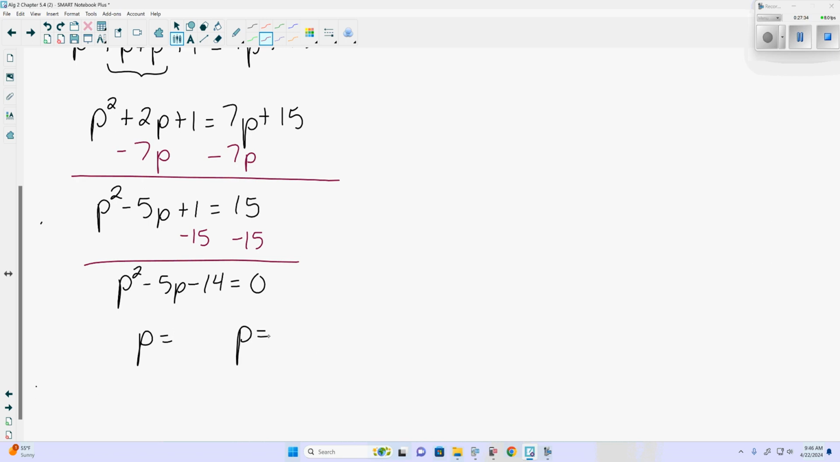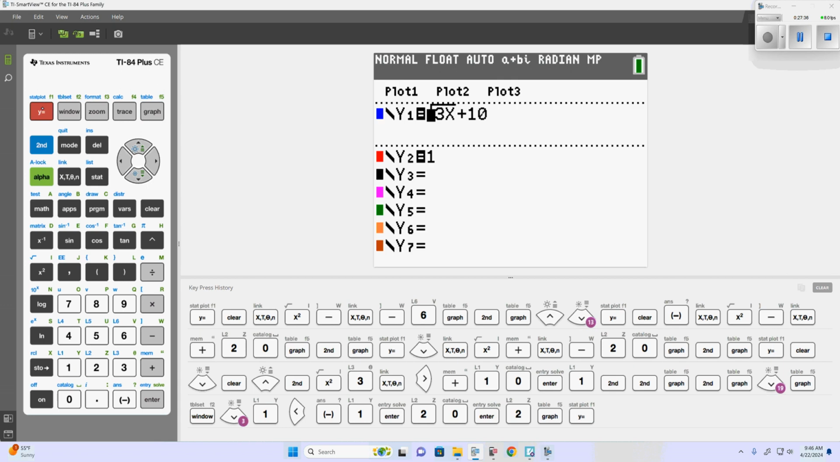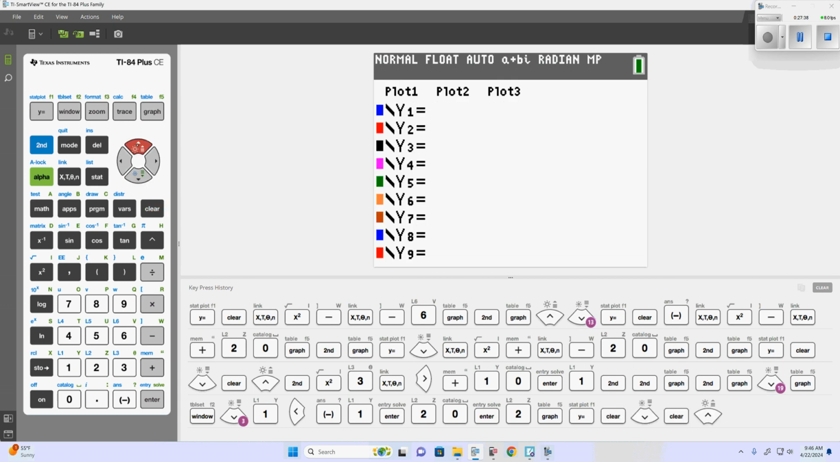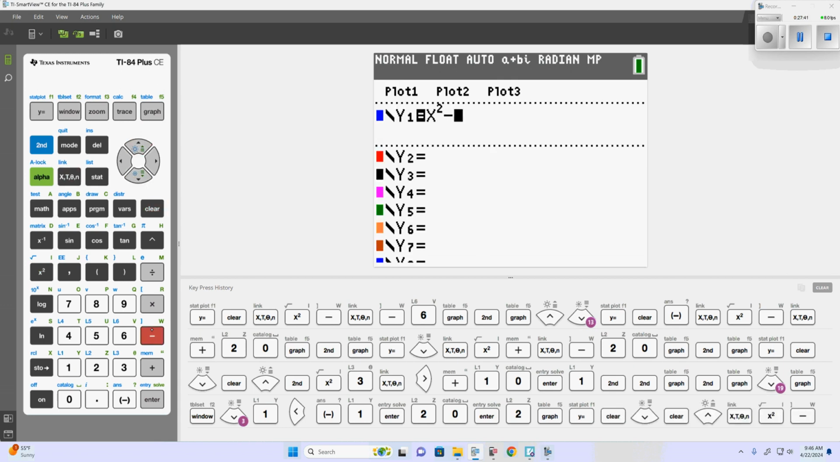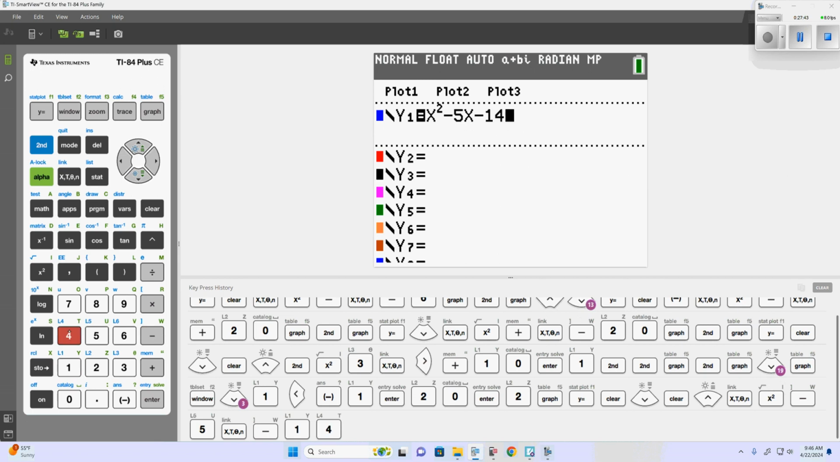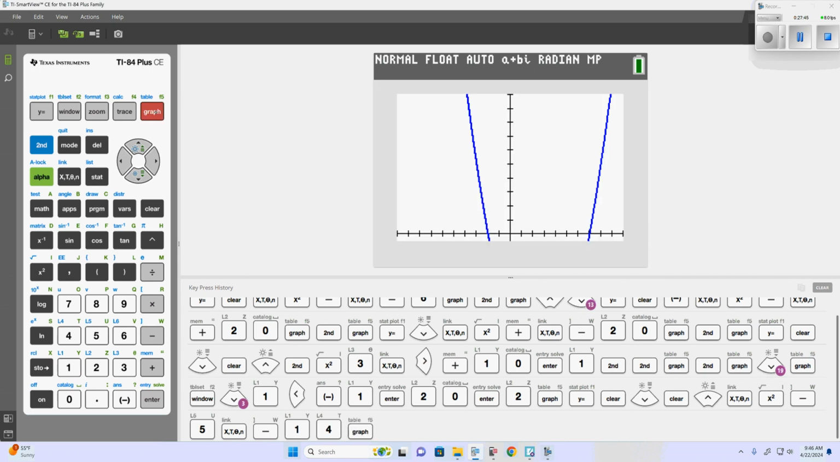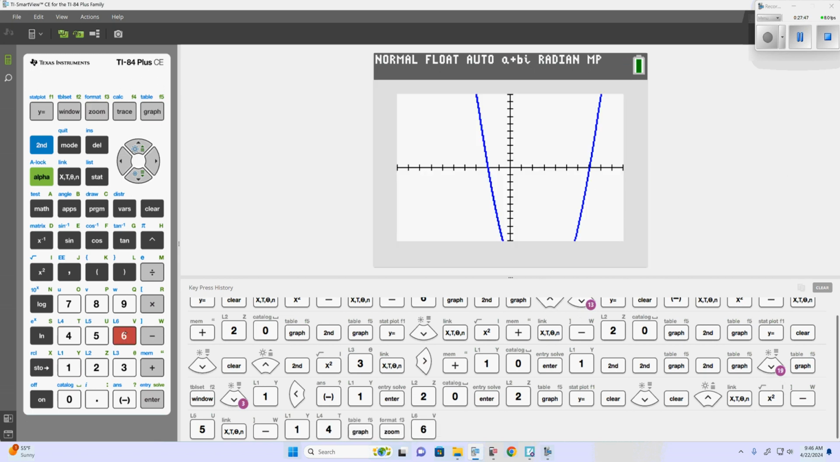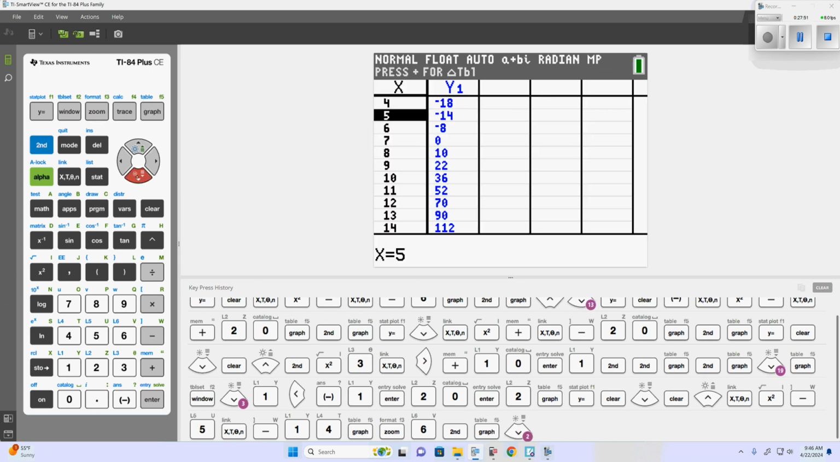Again, at this point here, we can graph it or factor it. X squared minus 5x minus 14. We do have 2 solutions. Second graph. So one of them is 7. Negative 2. 7 and negative 2.